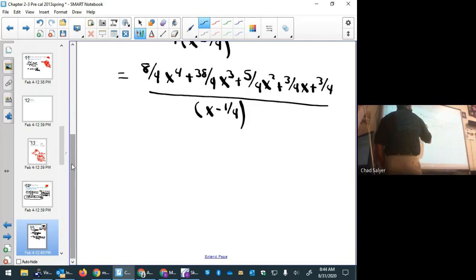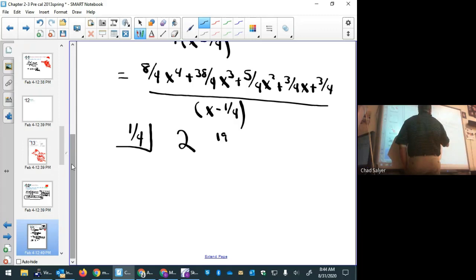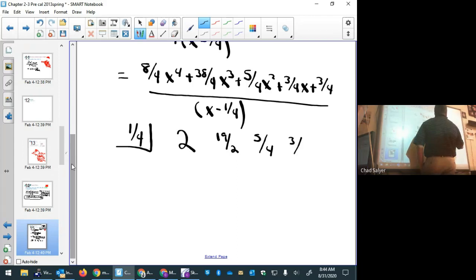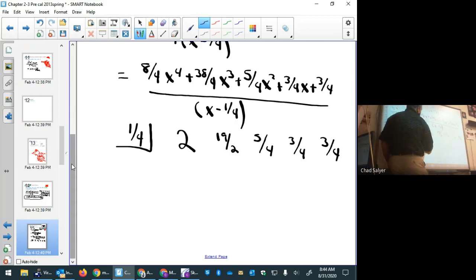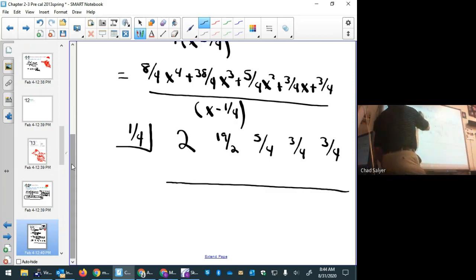So -1/4 means our special number is +1/4. And then our numbers across here, 8/4 is just 2. 38/4 would reduce to 19/2, 5/4, 3/4, and 3/4. So starting with 8/4, which reduced to 2, I wrote a list of our coefficients of our dividend, reducing them as I went here.